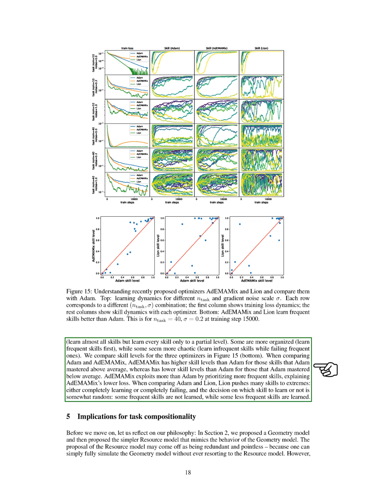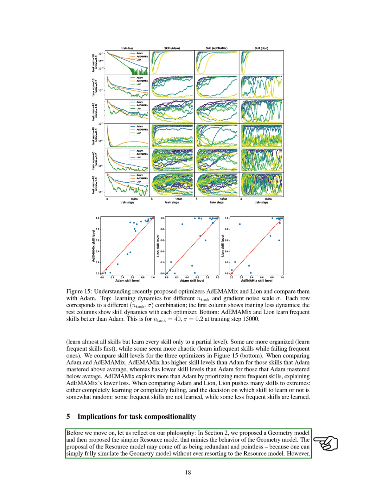Section: Implications for Task Compositionality. In this section, we reflect on our approach. We introduced a geometry model and then a simpler resource model that mimics the geometry model's behavior. While it might seem unnecessary to have the resource model since we can fully simulate the geometry model, the resource model offers advantages.